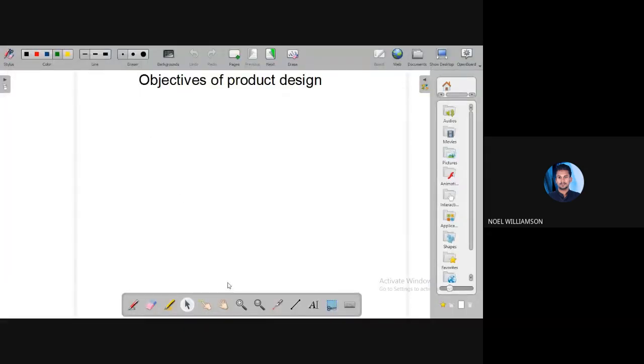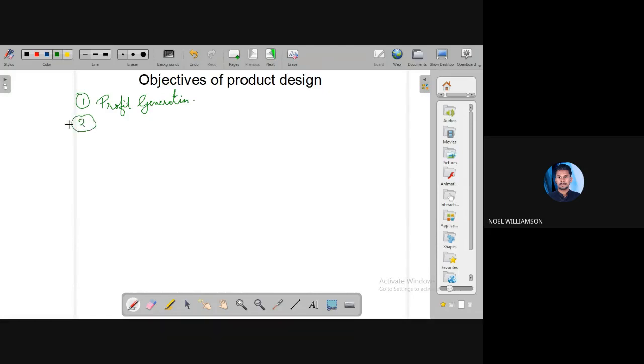So the objectives of a product design. First one is profit generation. Nothing but the profit itself. That is the overall objective. The overall objective is the profit generation in the long run. So in the long run, there should be some profit. So that is the first objective of a good product design.